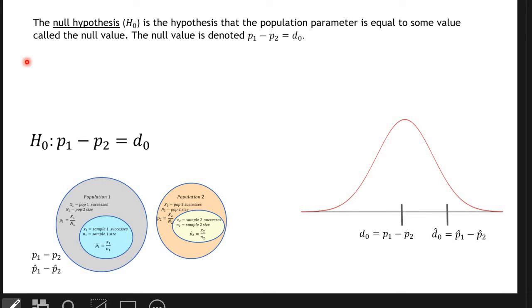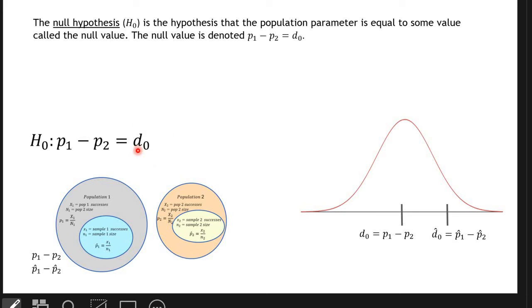Let's take a look at the null hypothesis then. The null hypothesis is the hypothesis that the population parameter, which is this difference P1 minus P2, is equal to some value called the null value. Since I'm trying to estimate P1 minus P2, the value that I'm going to say it equals is D null, which is this D with a subscript of 0. So the null value is D null, and I'm saying that the difference of the two population proportions is equal to this number, whatever this value is, D null.